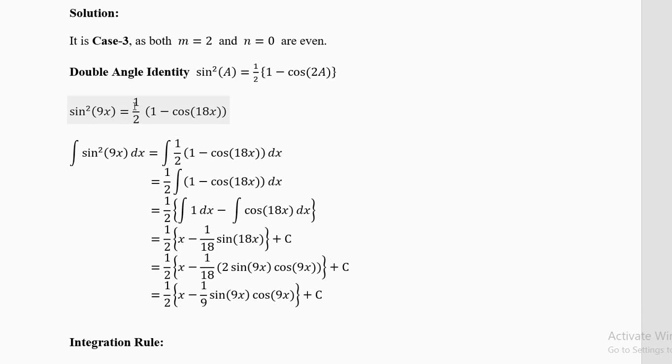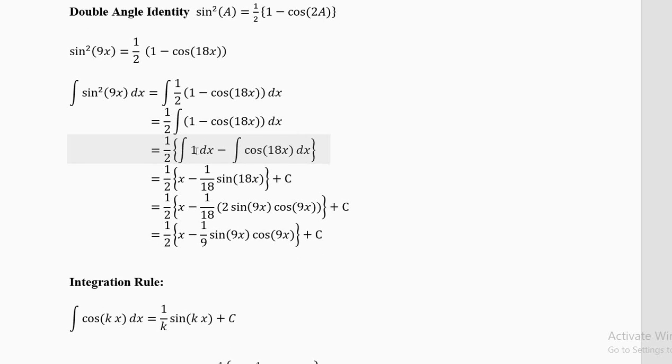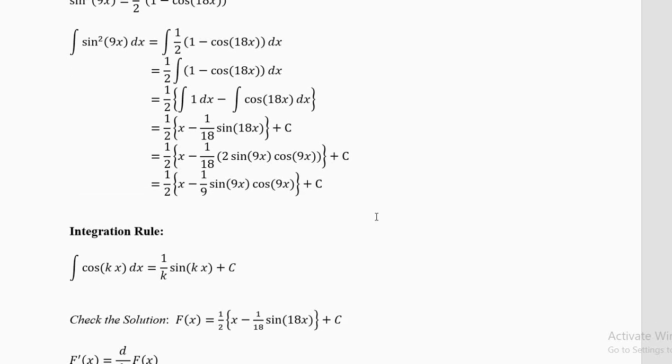So sine square 9x equals half of 1 minus cosine, double the angle, 9 into 2 is 18x here. Now put it in the integration. Integration of 1 is x and integration of cosine is plus sine divided by the number, and the number is 18 here. So it is half into bracket x minus 1 by 18 sine 18x. Now again you can argue that the question was given in 9x, so let's switch over to 9x. You'll get 2 sine 9x into cosine 9x. This 2 will cancel with 1 over 18 and you'll get 1 over 9, and the minus sign is of course there. This is it.